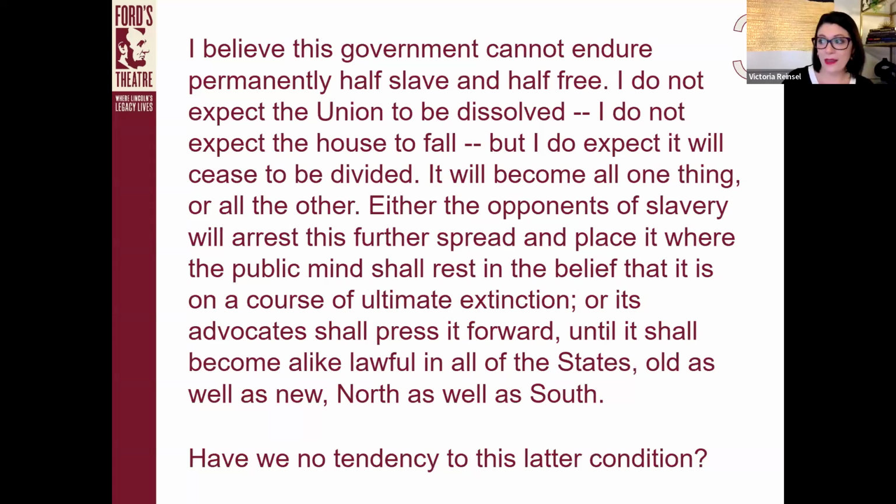Do we have no tendency to this latter condition, to being all slaves? Is this not a possibility? Right? And you have to get the audience to think, yeah, this actually is. We have the possibility of becoming a fully enslaved country, right? And so you've got to get the audience to think about it. Those scary questions that we have to ask ourselves are like a reality check, right? That's kind of what Lincoln's going for here. It's like, this could actually happen. Right? We got to think about that. Do we want this to happen, right?